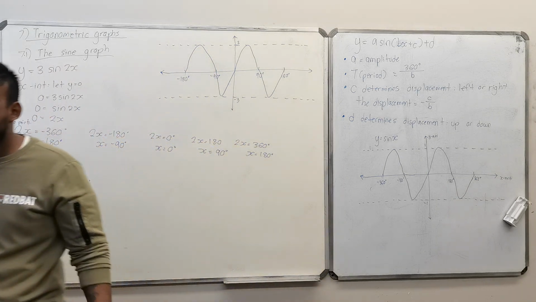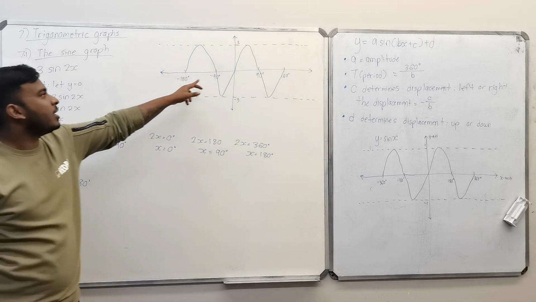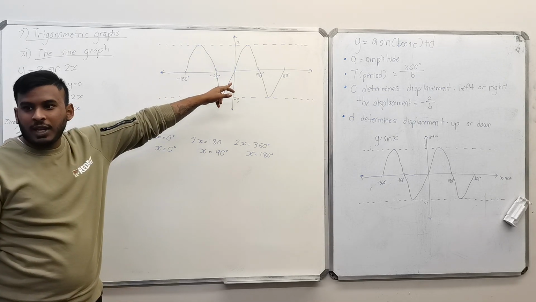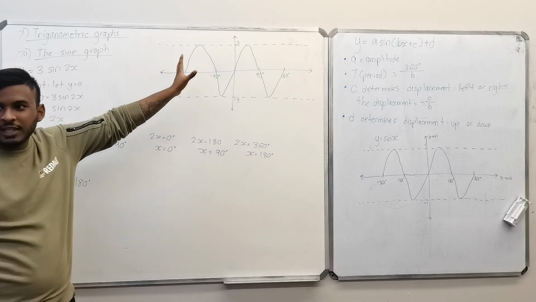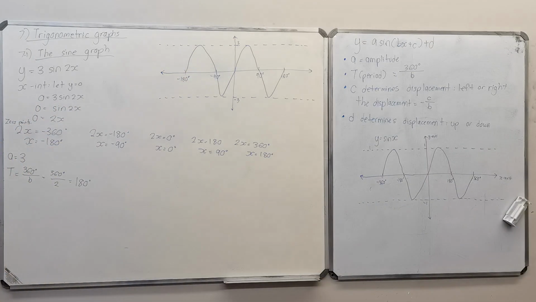So what was the period for? From here to here is how much? 180. Time taken to complete one wave. Yeah, right. So you need to see that it actually works out like that. Okay? Do you understand? Anybody confused?